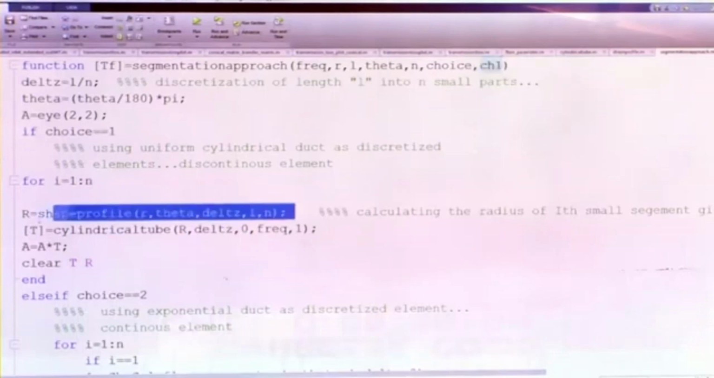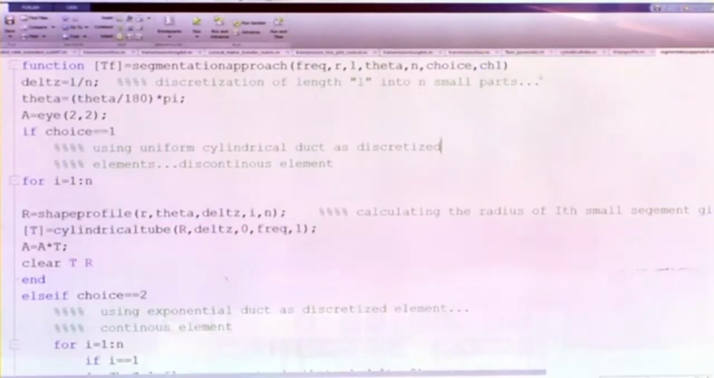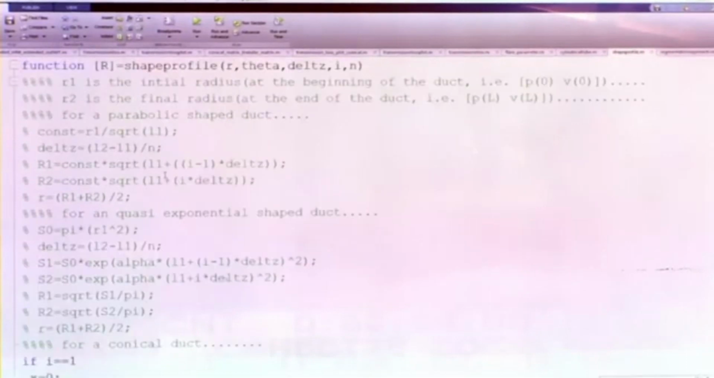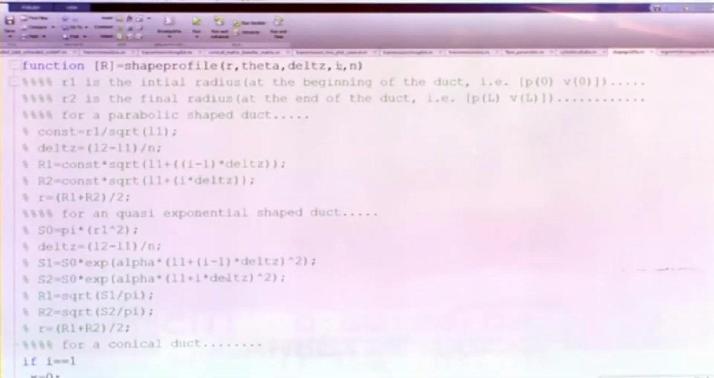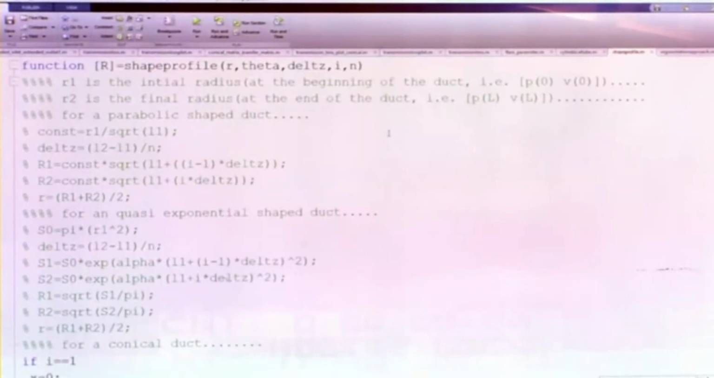This routine in turn calls the shape profile. So, what does the shape profile do? These are all commented parts on the top. It again takes in a few parameters: r, which is the radius at the inlet, theta, the flare angle, and delta z, a small part over which the duct is assumed to be uniform. Delta z is already defined here, I guess. Delta z is L by n, divided into n parts, as I noted before, and i is the section for which we need to compute the radius, that is the ith part, and n is the number of such parts. So, what happens now at the first section, when x is equal to 0.